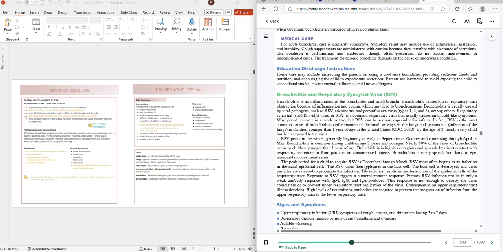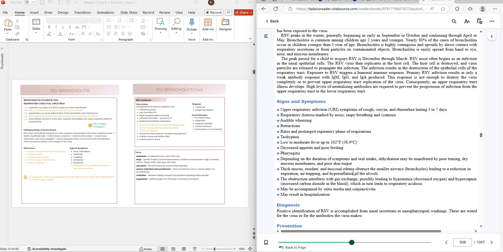RSV infection results from a weak antibody response. So we encourage that. Some signs and symptoms that you may see, Winks and Lollipops, are retractions and rales on the expiratory phase of respirations, and decreased appetite and poor feeding. Okay, important to know.